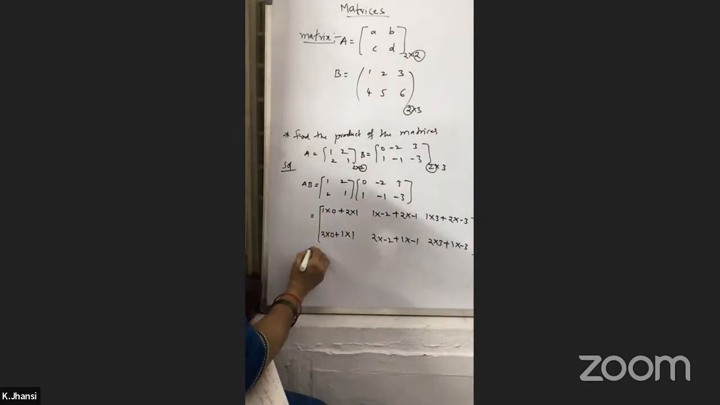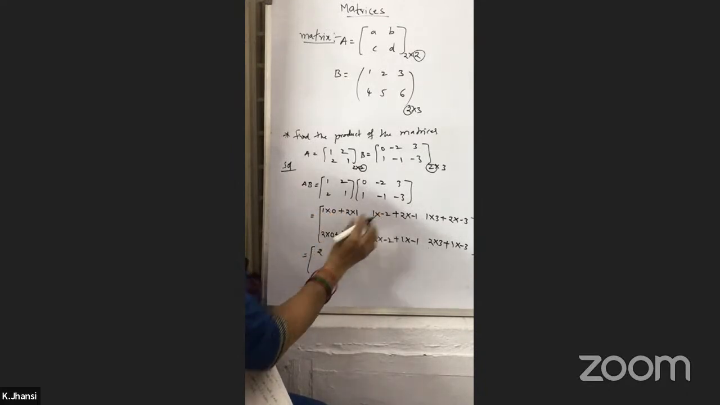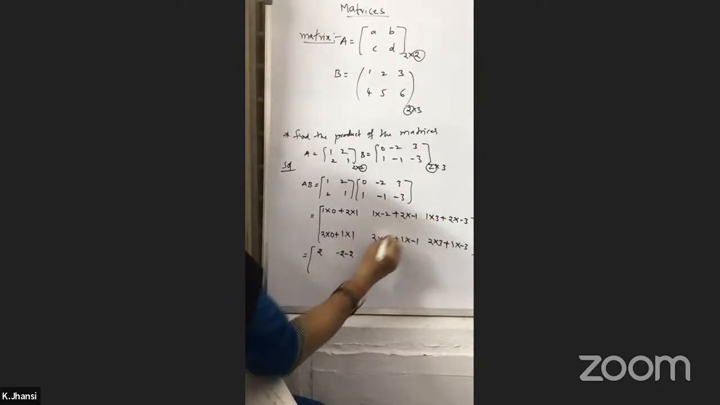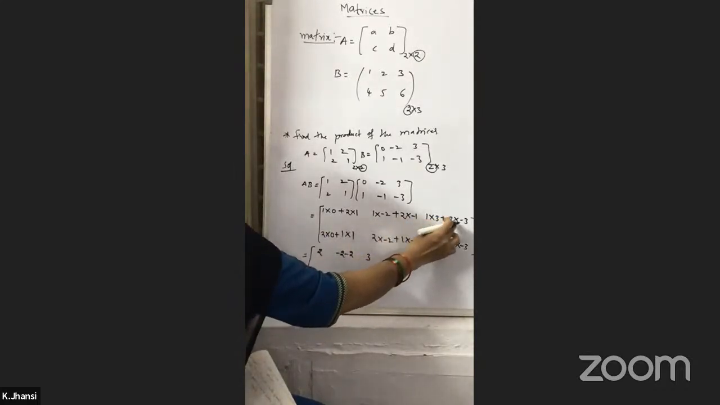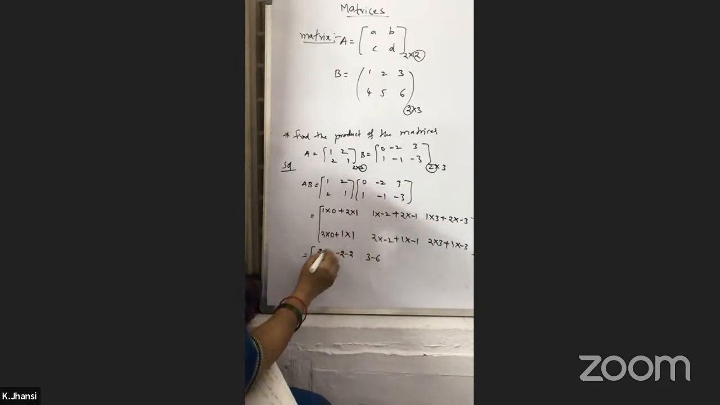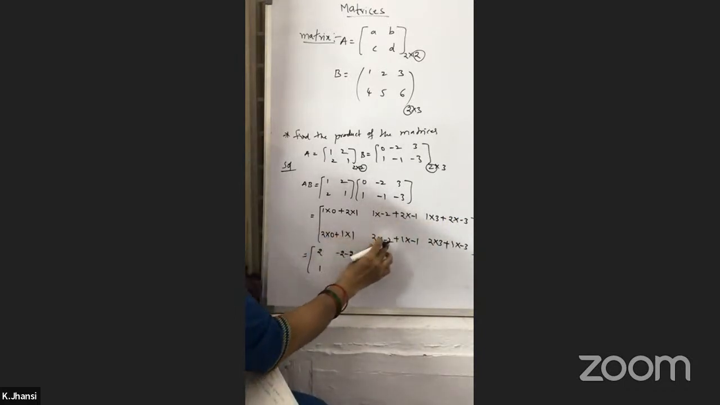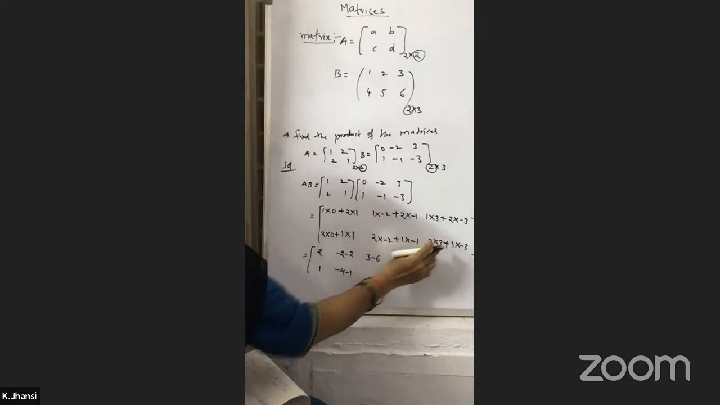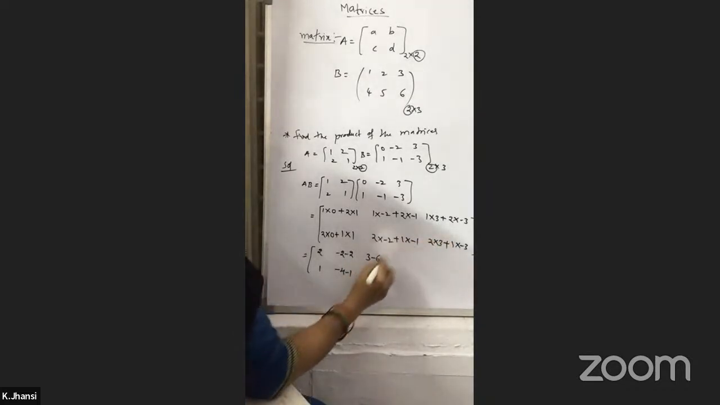So it is equal to 1 into 0 is 0 plus 2 into 1 is 2. So 1 into minus 2 is minus 2 and this is minus 2. Okay. 1 into 3 is 3. 2 into minus 3 is minus 6. Okay. 2 into 0 is 0, 0 plus 1 is 1. 2 into minus 2 is minus 4, minus 1. 2 into 3 is 6. And this is minus 3.